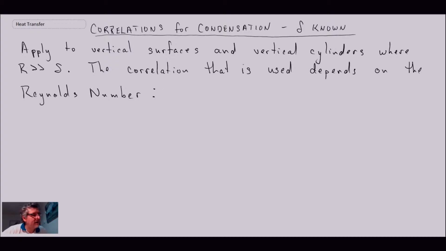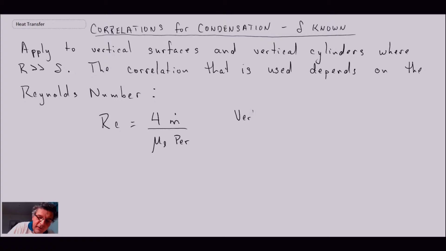These correlations can apply to either a vertical plate or to a vertical cylinder, provided that the radius is much larger than the film thickness that forms on the vertical plate. Now we're going to introduce a new Reynolds number that we will use in these correlations. If you recall from an earlier lecture, we defined the Reynolds number in terms of the mass flow rate of the condensate running down our vertical surface. This was the expression that we had. And here, PER is the perimeter.